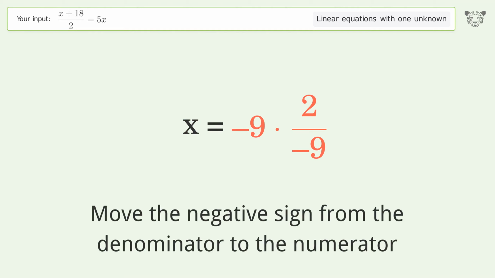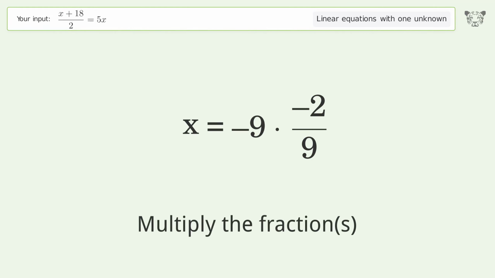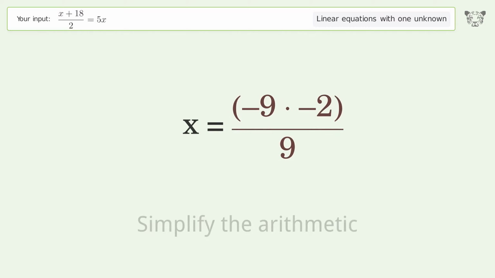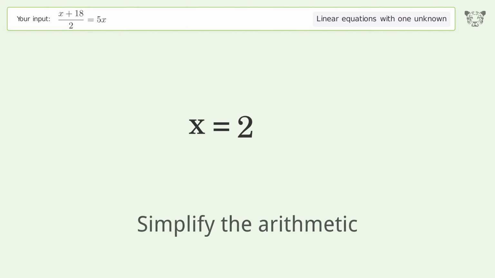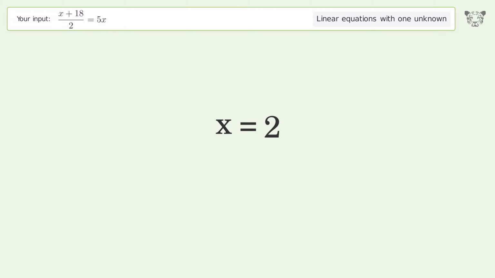Move the negative sign from the denominator to the numerator. Multiply the fractions. Simplify the arithmetic. And so the final result is x equals 2.